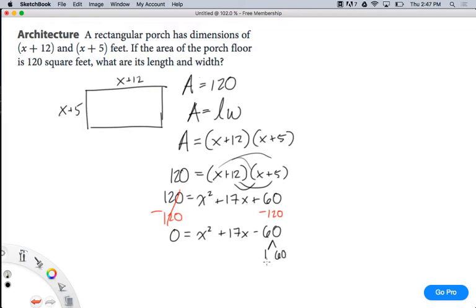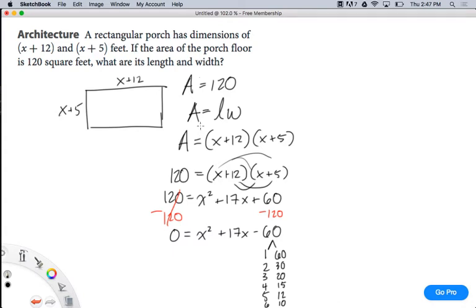Factors of 60: 1 and 60, 2 and 30, 3 and 20, 4 and 15, 5 and 12, 6 and 10. Only other numbers left would be 7, 8, and 9. None of those are factors of 60, so I'm done. You see what I mean by the only numbers left are 7, 8, and 9? In between 1 through 6 and those two numbers are 7, 8, and 9. So it's a good way to do it.